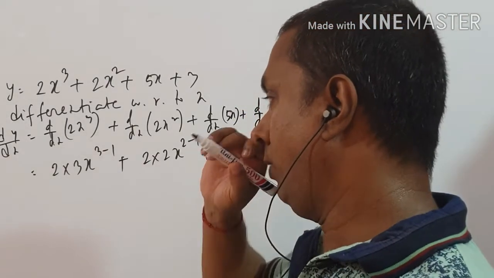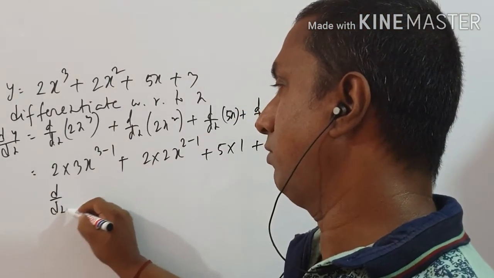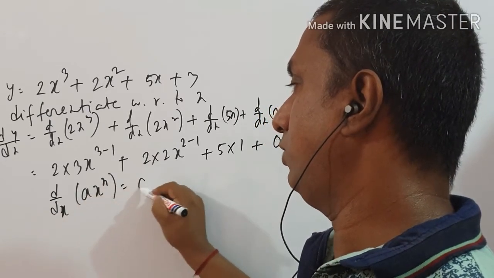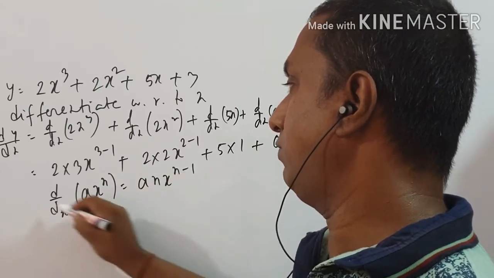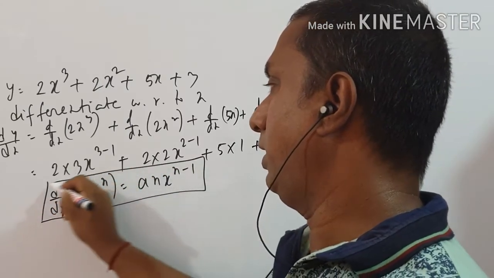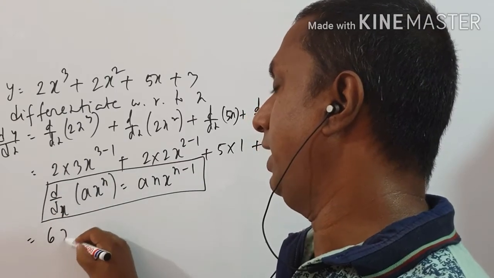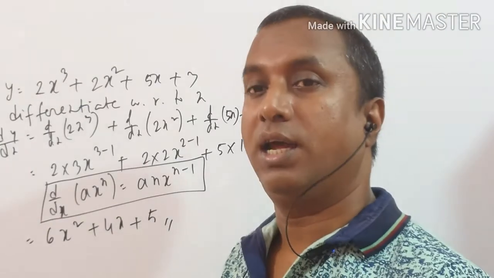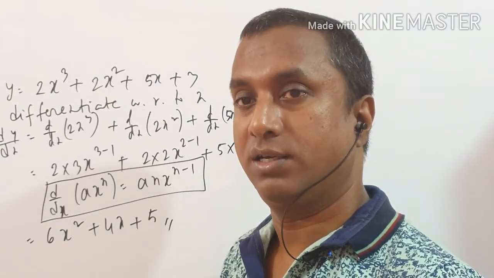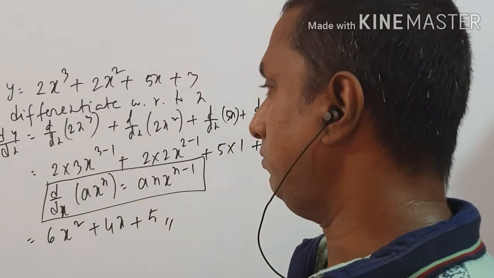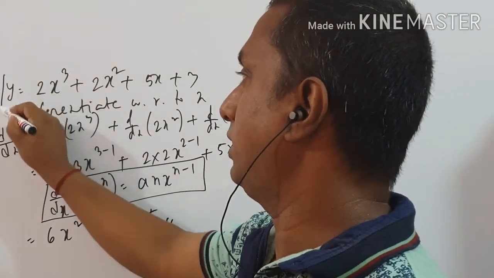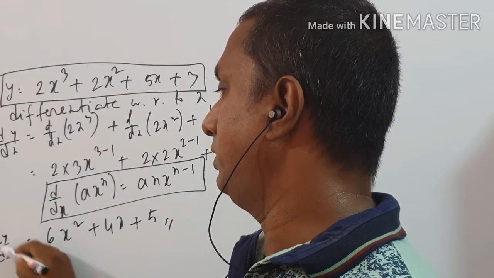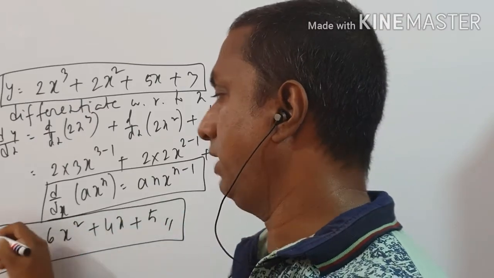So what formula have I used? That is d/dx of a x to the power n equals a n x to the power n minus 1. This formula I have used here. Now let us simplify: 6x squared plus 4x plus 5. This is the differentiated result. Okay, now this is the main function, and dy/dx is called the gradient function.